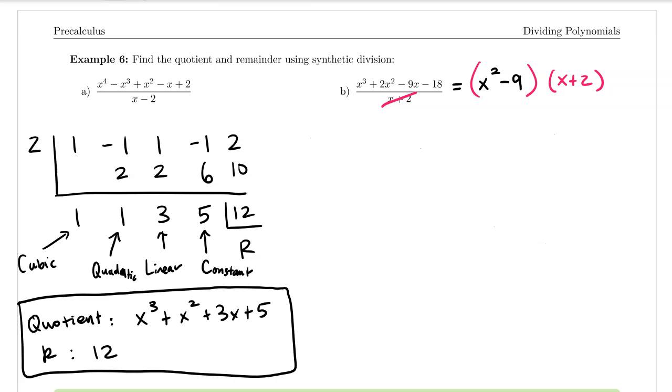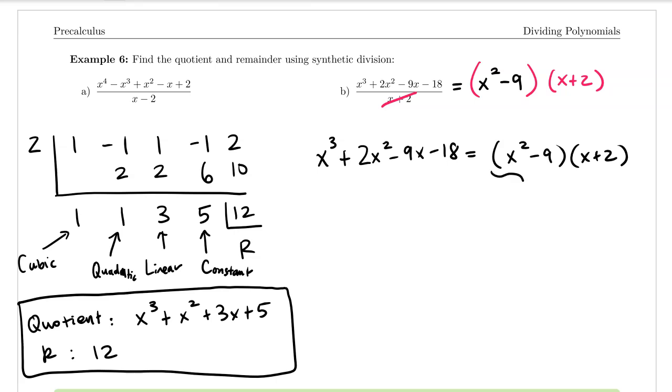Well, what did we just do here, essentially? What we did was we took our cubic polynomial that we started with, x cubed plus 2x squared minus 9x minus 18, and we started to put it into factored form. So we could rewrite this as x squared minus 9 times x plus 2. Now, is this completely factored? It is not, and we can continue to factor it.